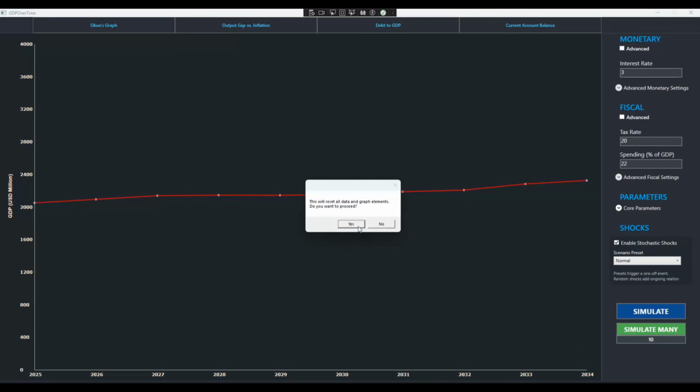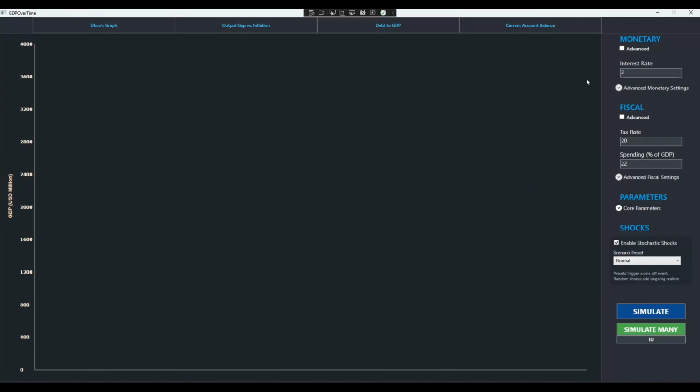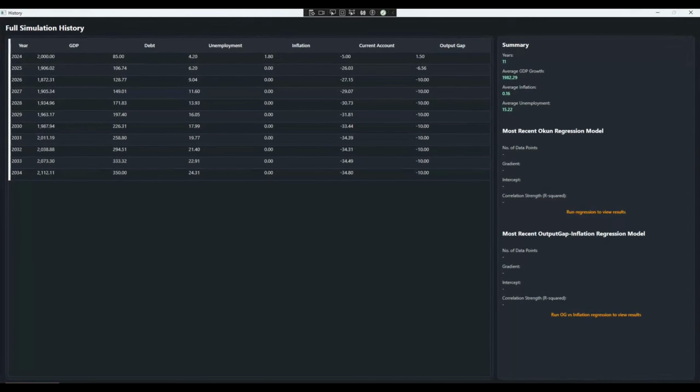Now if we reset the GDP over time and we change interest rates to 12%, significantly higher than 3%, we should see a decrease in the trajectory of the trend line and a decrease in GDP overall. So as you can see, GDP has spiked down, smoother trend line, but once again reaches just over 2000 within 10 years, which is a lot lower than before, and we can check this.